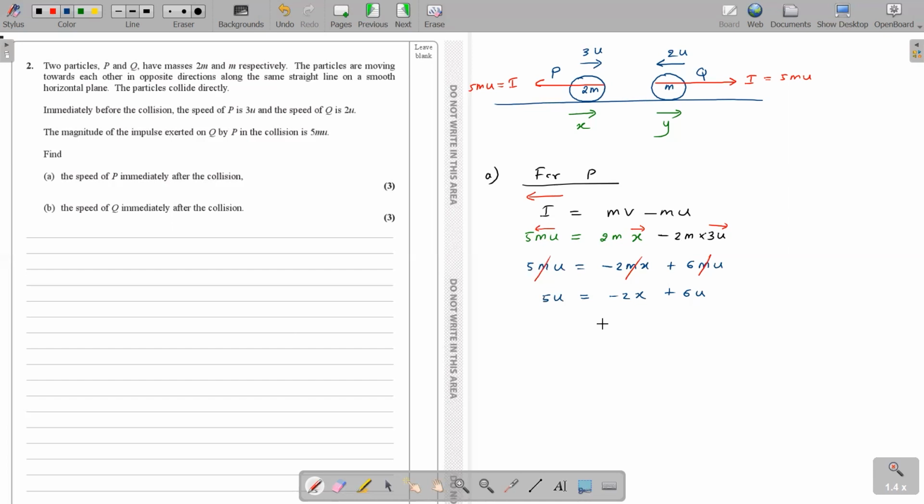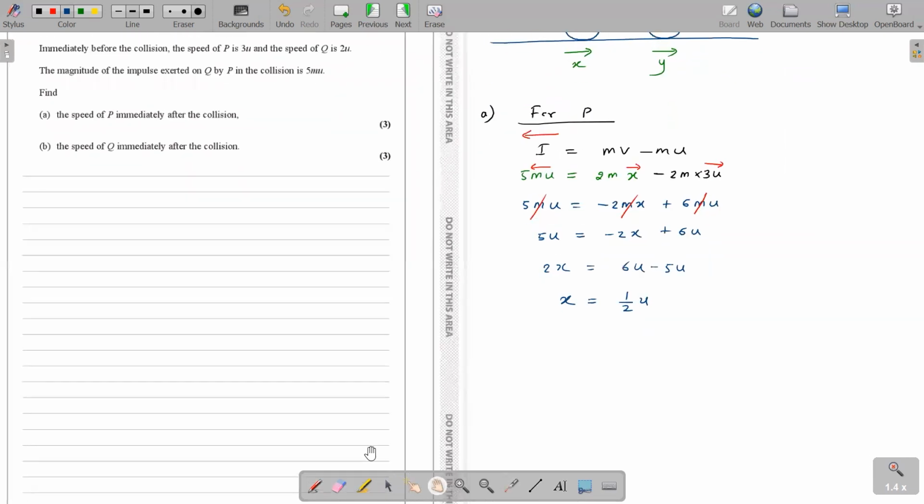Are you with me? So I get here 2x equals 6u minus 5u, and I get that's 1u, x equals half u. The speed of P immediately after the collision is half u. So x is half u. A positive answer means the direction that I used is correct, because I was kind of speculating the direction here. So that direction is definitely correct, half u. Is that clear? And part B, get the speed of Q after the collision.